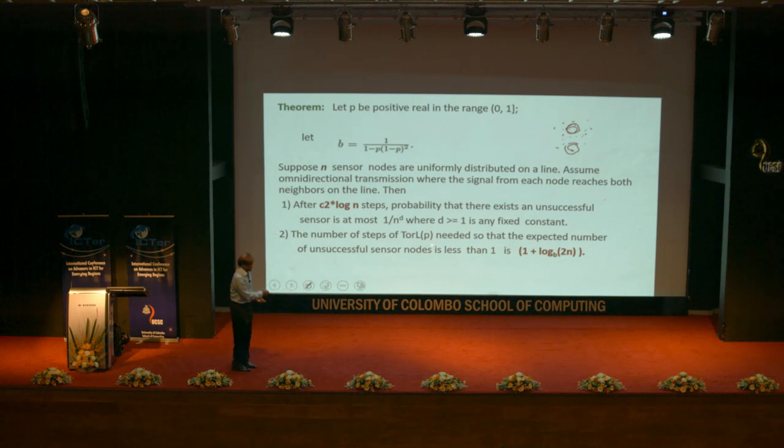Then the number of steps, T O L P meaning transmission or listen, needed so that the expected number is this much. Basically what it's saying is the following, okay? After this many steps, n is the number of nodes, b is this b. This is the reason we did that. I explained that b to you. After this many steps, everybody is communicating. Okay? So that's the theorem. So how do you prove this?